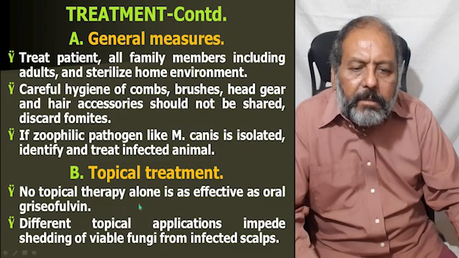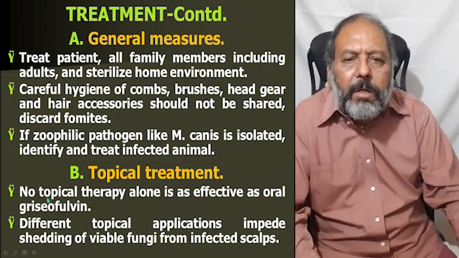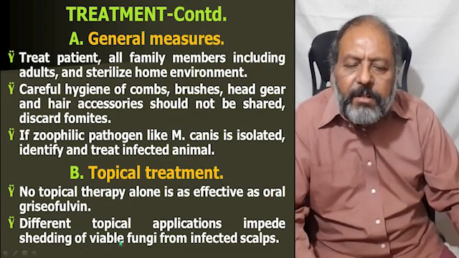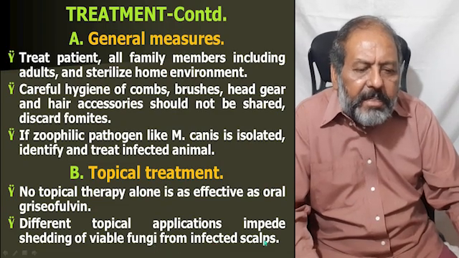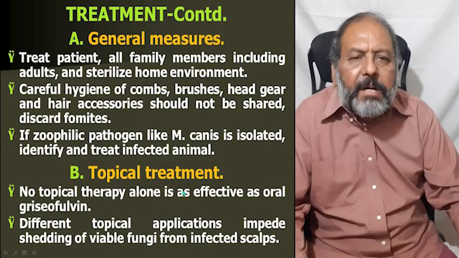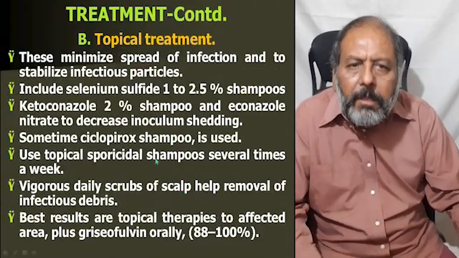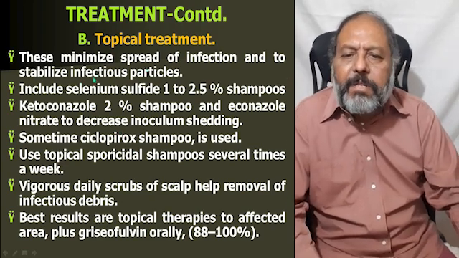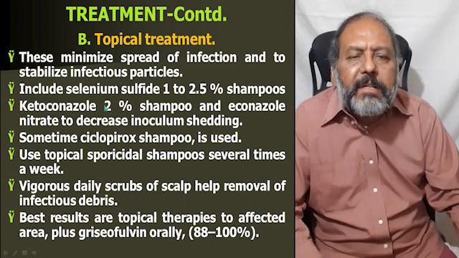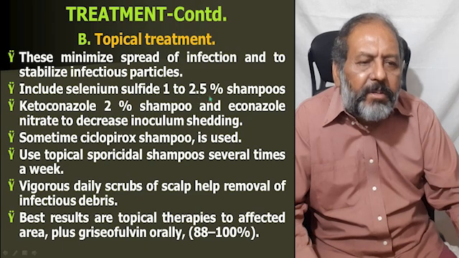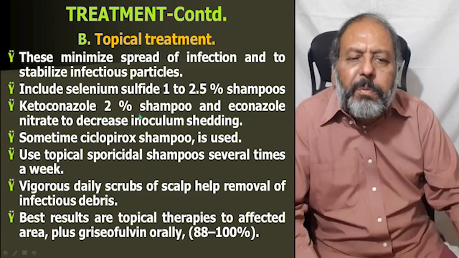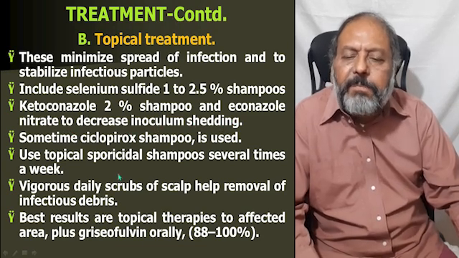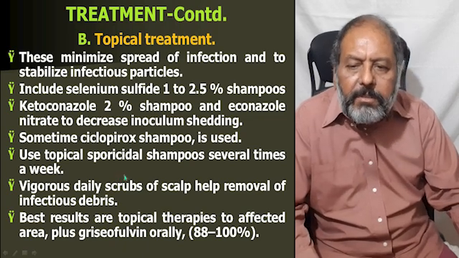No topical treatment or therapy alone is as effective as oral griseofulvin. Different topical applications impede and stop shedding of the viable fungi from the infected scalp, but oral griseofulvin is the gold standard. Now, continuing topical treatment, these just minimize spread of the infection and stabilize infectious particles. It includes selenium sulfide 1 to 2.5% shampoo, ketoconazole 2% shampoo, and econazole nitrate to decrease inoculum shedding. Sometimes ciclopirox shampoo is used.